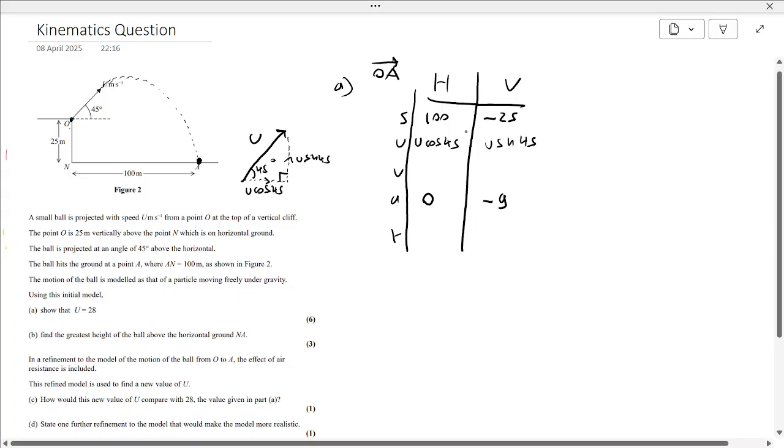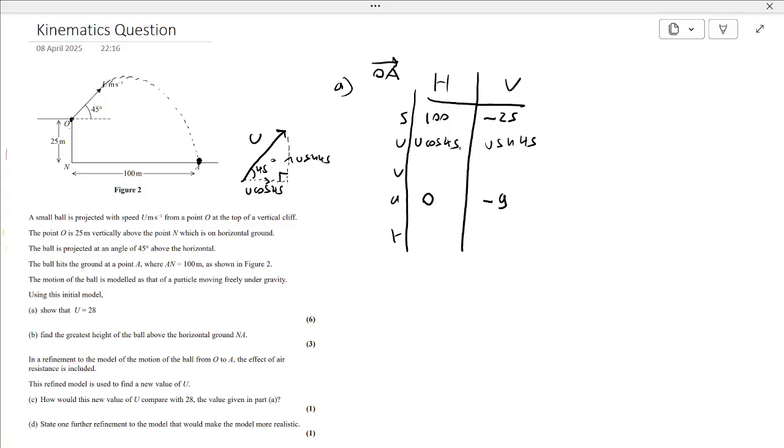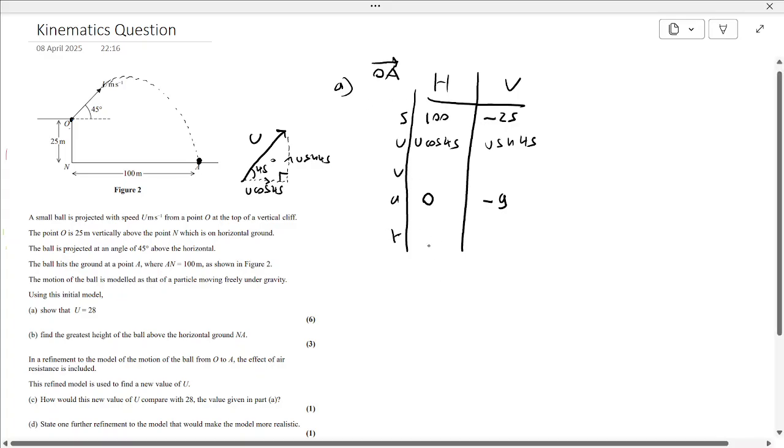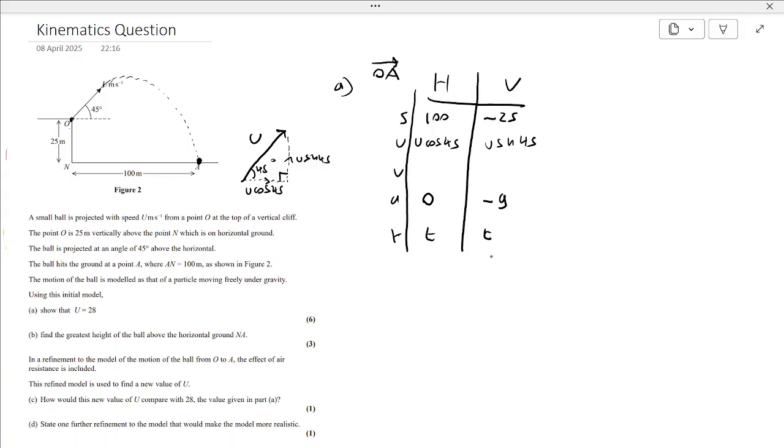And in this case, I haven't got a lot of information. In a SUVAT, you need 3 knowns and 1 unknown. So what you can do, the value T is just time, how long it takes to go from O to A. Obviously, that should be the same horizontally and vertically. So you can use the same T, the same variable, in your horizontal column and your vertical column. It's just how long it takes.